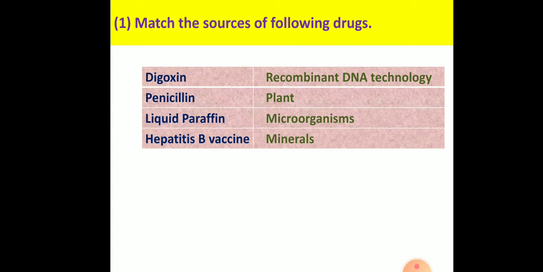Then the next is liquid paraffin. It is obviously derived from minerals. And hepatitis B vaccine, these are agents which are derived from recombinant DNA technology. So the answers are: digoxin from the plant source, penicillin from microorganisms, liquid paraffin from minerals, and hepatitis B vaccine by recombinant DNA technology.